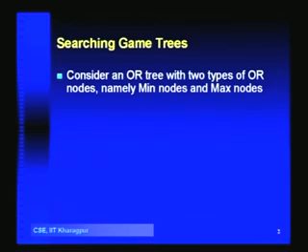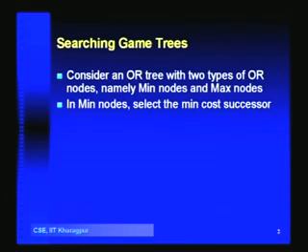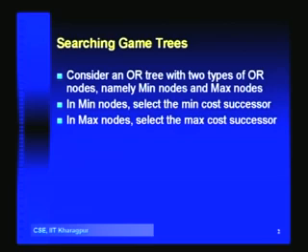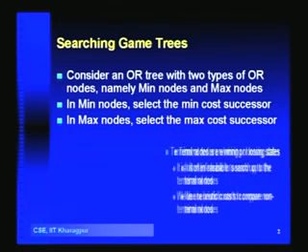what essentially game trees are, they are OR trees. Namely, we have already studied what AND/OR graphs are and AND/OR trees are. So, game trees are a special type of OR tree, but there are two types of OR nodes. By OR tree we mean that at a time we will be selecting only one of the successors of the OR node, but which one will be selected will depend on whether it is a min node or a max node. I will shortly explain why we need this kind of a representation. And briefly, in min nodes we will select the minimum cost successor, and in max nodes we will select the maximum cost successor.